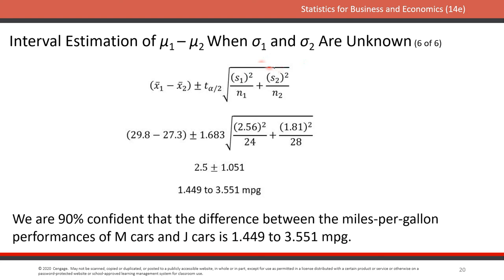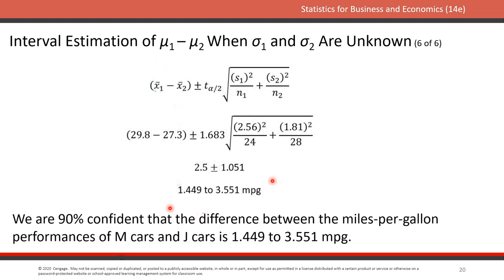Plugging it all in, I get 2.5 as my point estimate, plus or minus this margin of error of 1.051. And that gives me a reasonable range of values between 1.49, so about 1.5, and about 3.5. So a reasonable range of values is that the difference is 1.5 to 3.5 miles per gallon. And that's good to know. Looking at this, I think M cars was group 1 and J cars was group 2. So this is positive. That means the first group is bigger than the second group. So the first group has more miles per gallon than the second group.